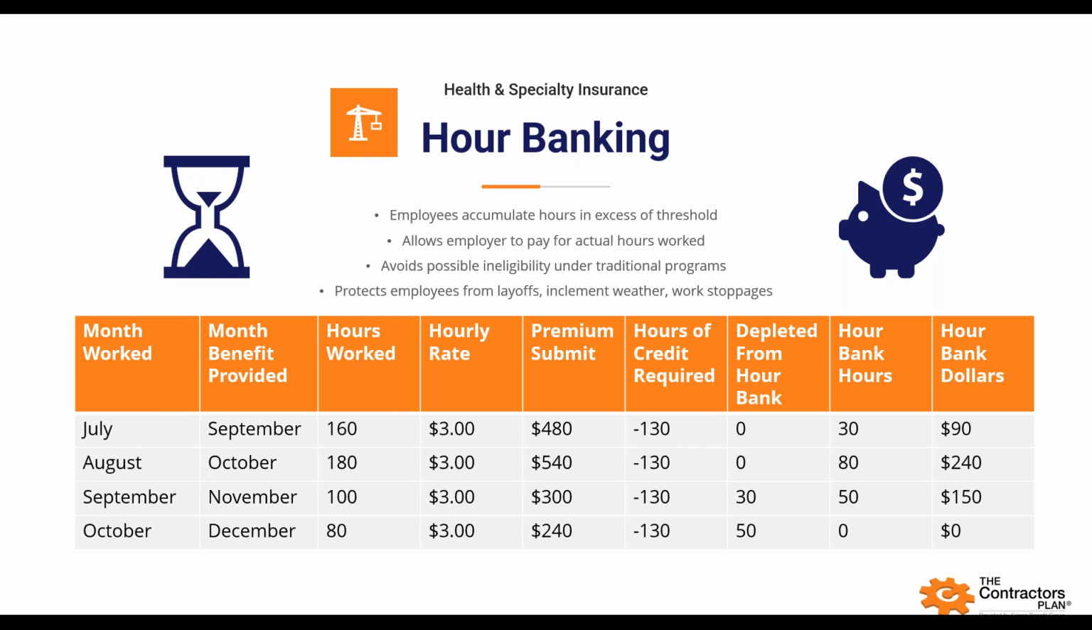And then in September and October, they worked fewer than 130 hours. So now they're drawing down from the bank. So now the employer isn't coming out of pocket to pay for hours when they're at a slack work period.